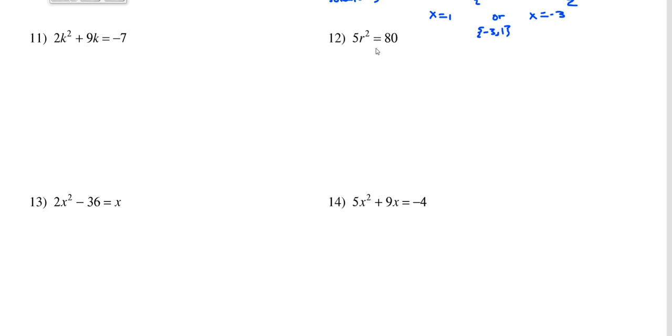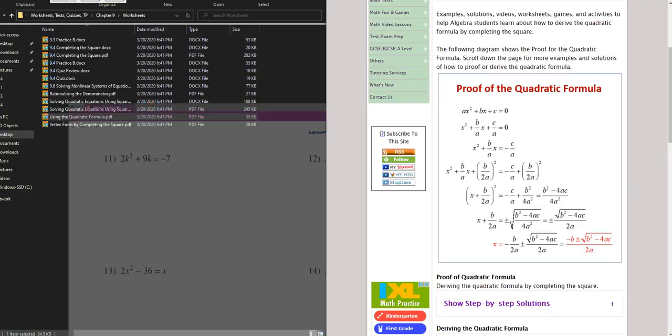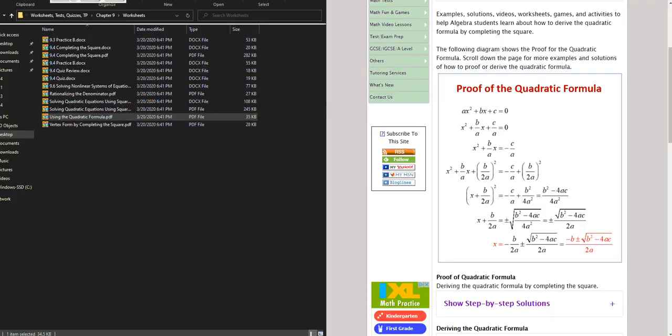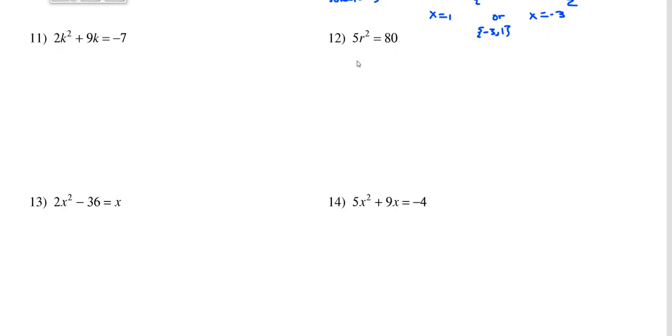That still doesn't look like an ax squared plus bx plus c, or ar squared plus br plus c equals 0. So what is that middle coefficient if it's not there? Well, the middle coefficient if it's not even there is a 0. So I have 5r squared plus 0r minus 80 equals 0. This is the exact same thing as the previous line, because there is no r term, no linear term, so there's a 0r.